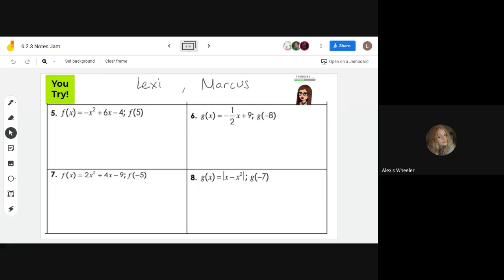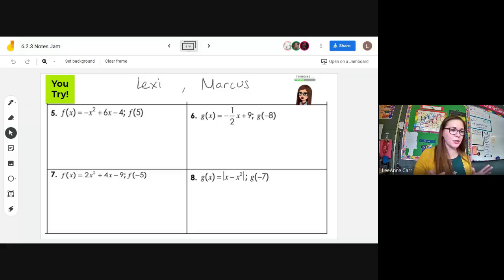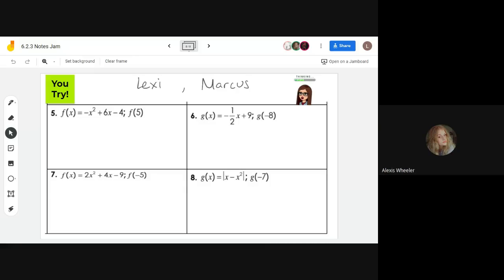I started 5, but I didn't finish. That's okay. What did you start to do in number 5? I looked at the problem and then I put f and then 5 in parentheses. Uh-huh. And then I got kind of confused right there. I was going to put negative x to the 2nd power.